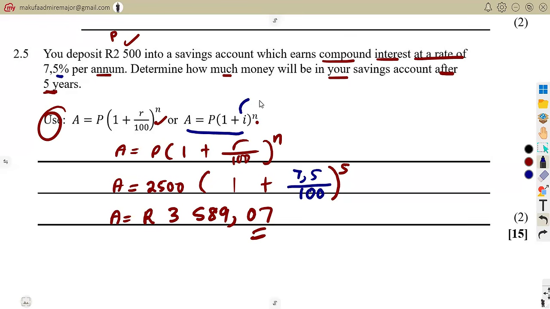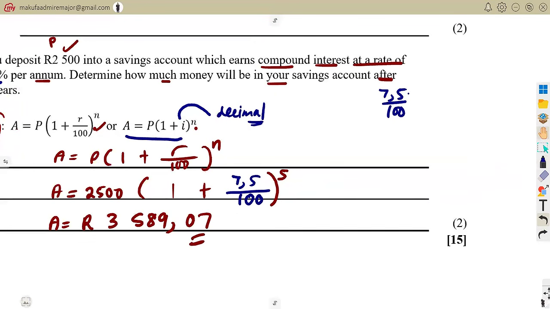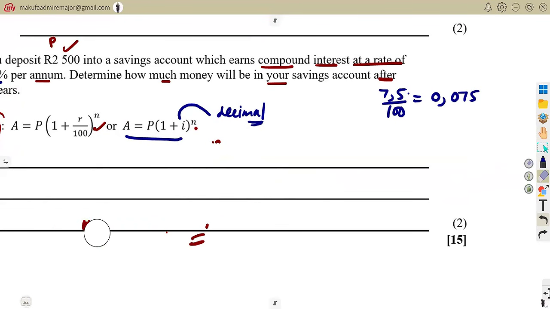But if you're using this other formula, the I that we are seeing here is a decimal. This is already divided by 100, the decimal part. So you take the 7.5 that you're given here, the interest, and you divide it by 100 first. By dividing by 100, it gives us 0.075. To use that second formula, you must divide that. So I there represents the decimal percentage.